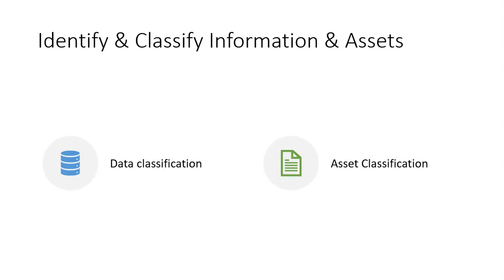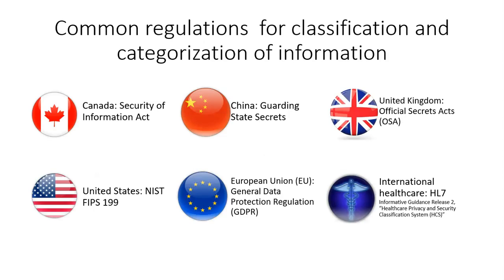Laws and regulations are the main source of policy in any organization, and some of the common laws and regulations which cover classification and categorization of information and assets are the Canada Security of Information Act, in China the Guarding State Secrets Act, in the United Kingdom the Official Secrets Act OSA, in the US NIST FIPS 199, and in the EU GDPR, General Data Protection Regulation. Also in other industries, like in healthcare we have the HL7 Information Guidance Release and HIPAA. In finance we have PCI DSS. So these are the standards which ask us to do proper classification and categorization of information and assets.